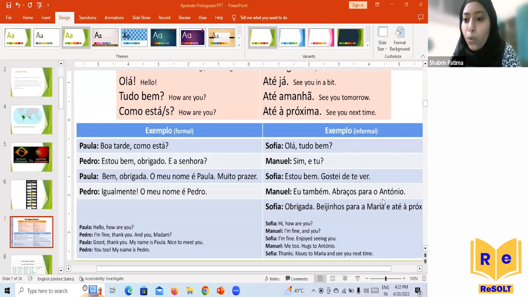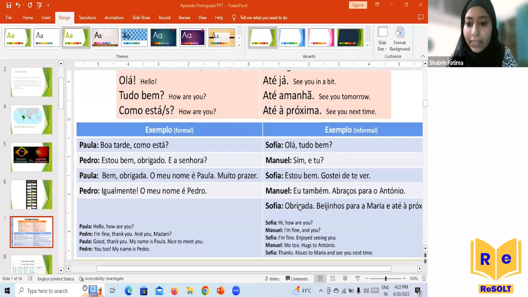Abraços para o Antonio. Abraços means hugs. Hugs to Anthony, who is another person. Then Sophia is saying, obrigada. Obrigada means thank you.